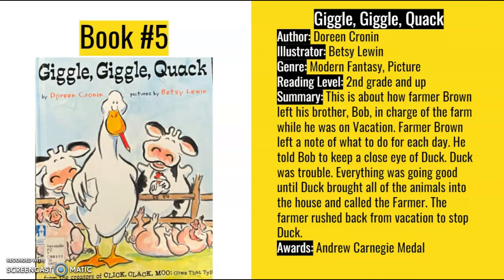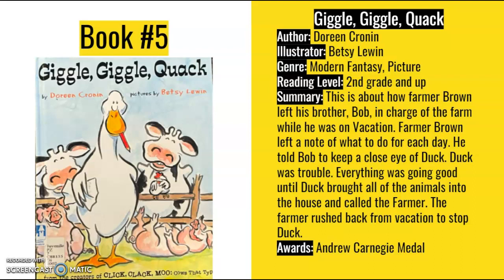For my fifth book, I have Giggle Giggle Quack, and this book was so funny and so cute. The author was Doreen Cronin. The illustrator was Betsy Lewin. The genre was modern fantasy and picture. The reading level was second grade and up.